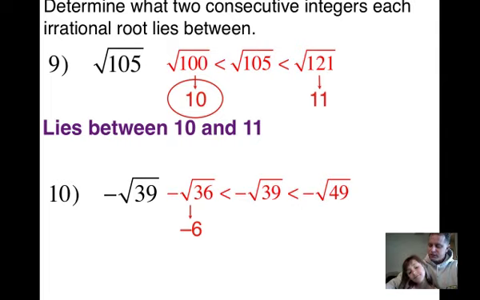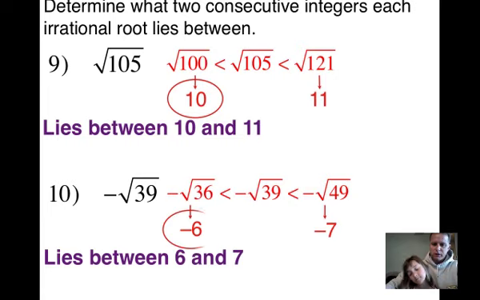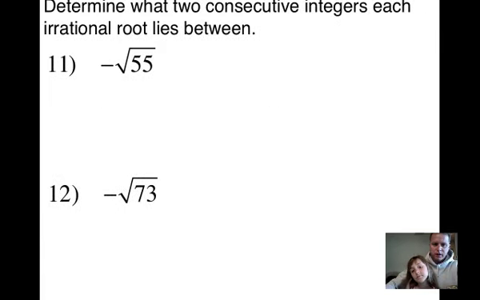Do you remember what times itself is equal to 49? 8. Nope, that's 64. So go a little lower. 7. Okay. And is 39 closer to 36 or 49? 36. Yeah, so that would be our answer for that one. And I believe these are our last 2.